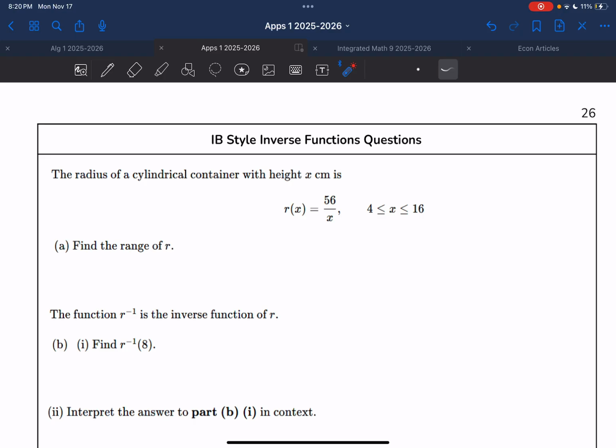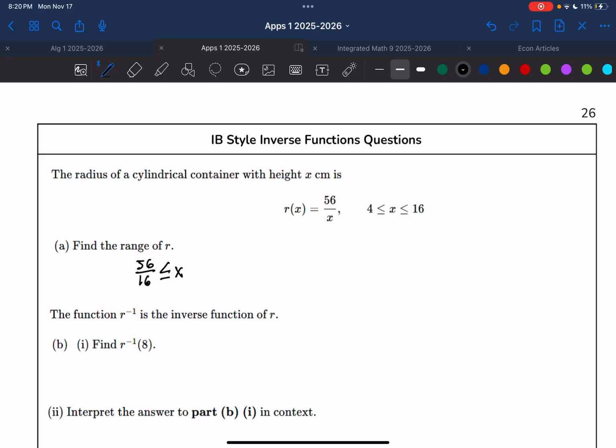Well, the biggest value of r is going to happen when we divide 56 by the smallest possible value of x. So that will be 56 over 4, the biggest value of r. The smallest value of r is going to happen when we divide by the biggest x, right? If we divide by a bigger x, we get a smaller number. So our smallest value of r is going to be 56 divided by the biggest x in our domain, 16.